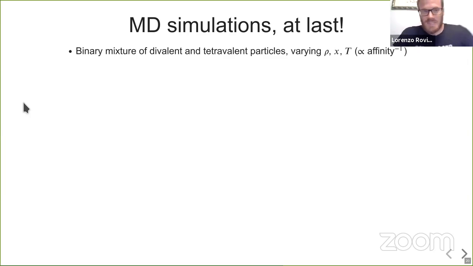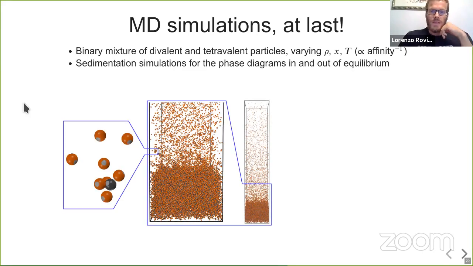So the system I simulate is a binary mixture, particles that can form up to 2 and 4 bonds, and we change density, concentration, temperature. Temperature is essentially the reciprocal of affinity. Then we found this way of understanding if we are in or out of equilibrium, and we do so by using sedimentation simulations. This is a trick.